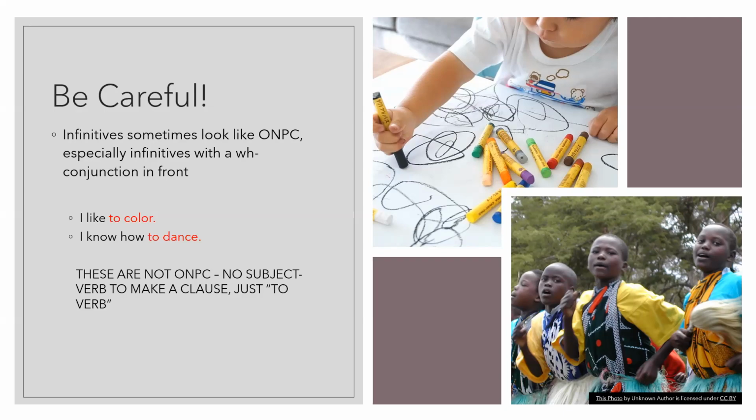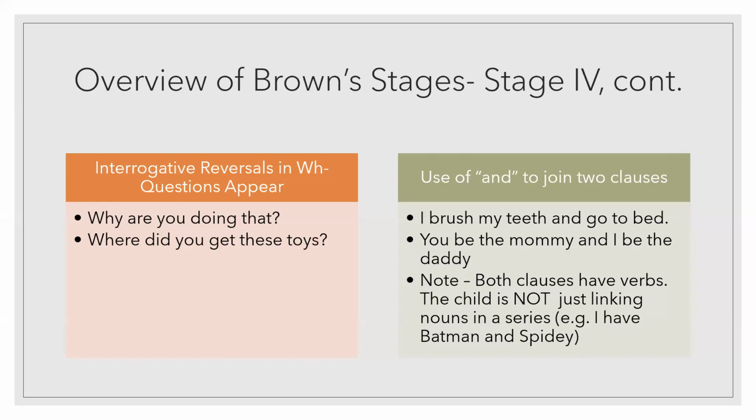All right, so stage 4 continued. We said that interrogative reversals and WH questions appear. So, "Why are you doing that?" "Where did you get these toys?" Things like that. And then finally, you're starting to see "and" as one of the first conjunctions being added to clauses.